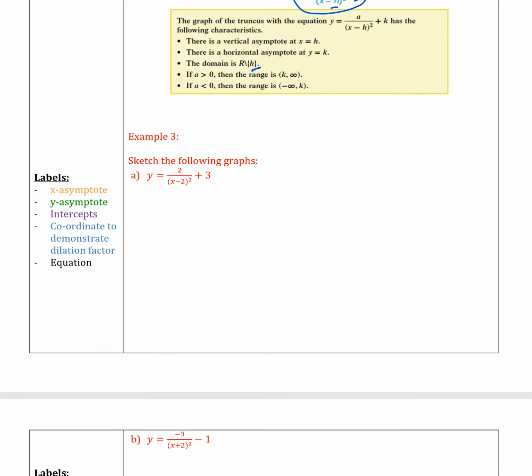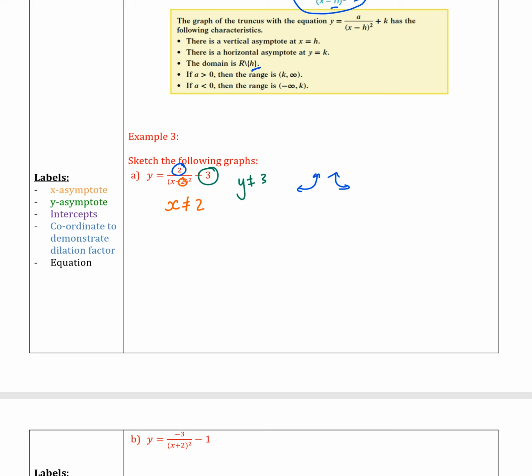Here I've got y equals 2 over (x minus 2) squared plus 3. So starting with what I know, I could think that my x asymptote is going to be 2, so x can't be equal to 2. My y asymptote is going to be 3, so y can't be equal to 3. And my shape is a positive 2, so my shape should look something like that.